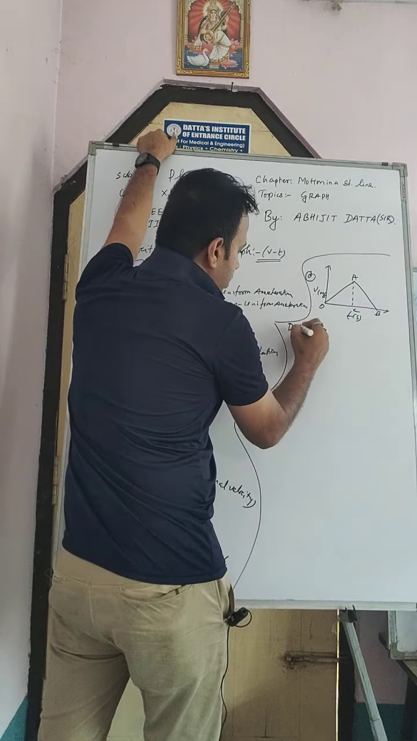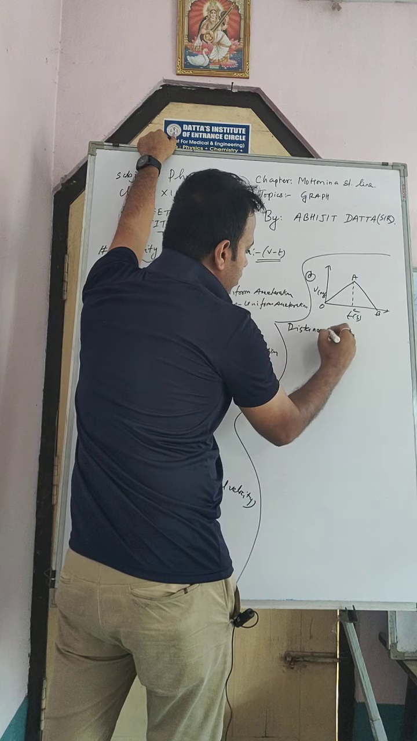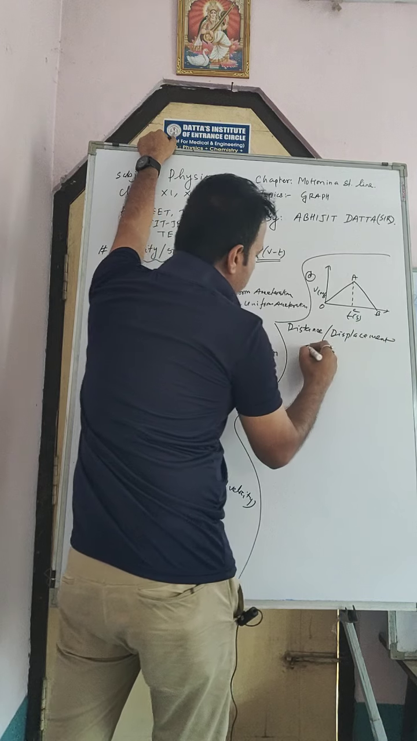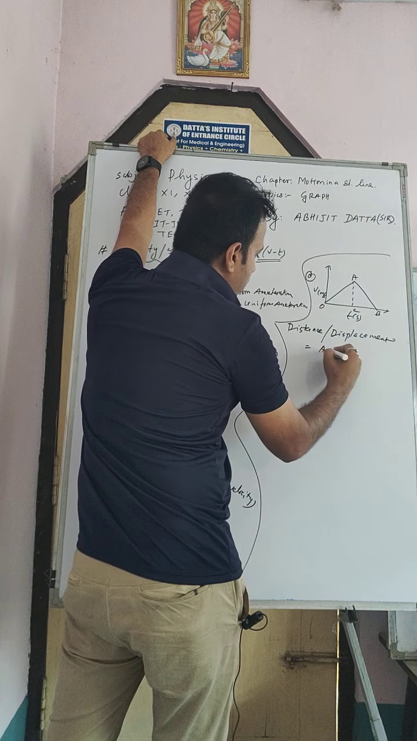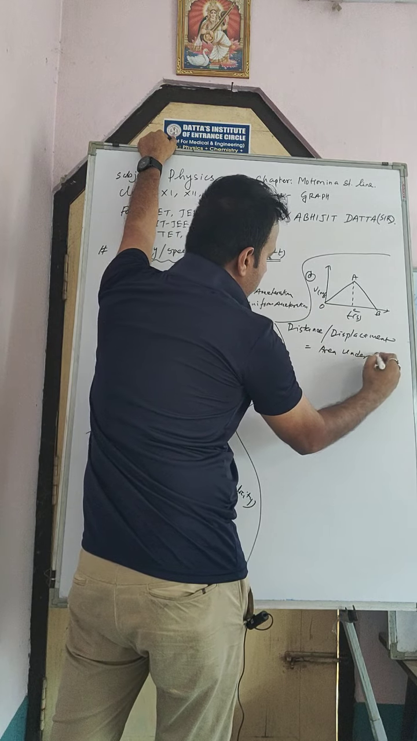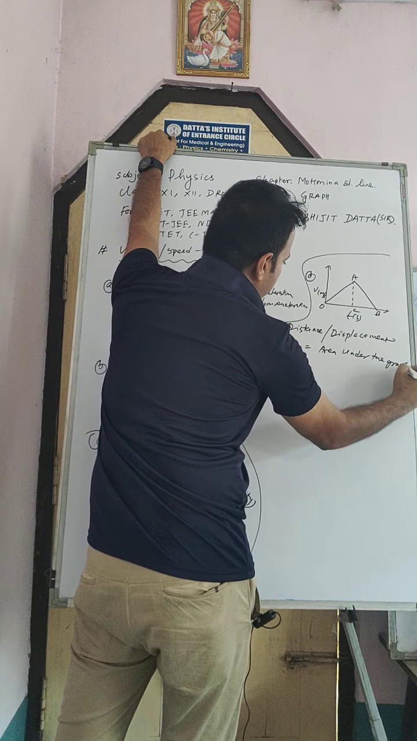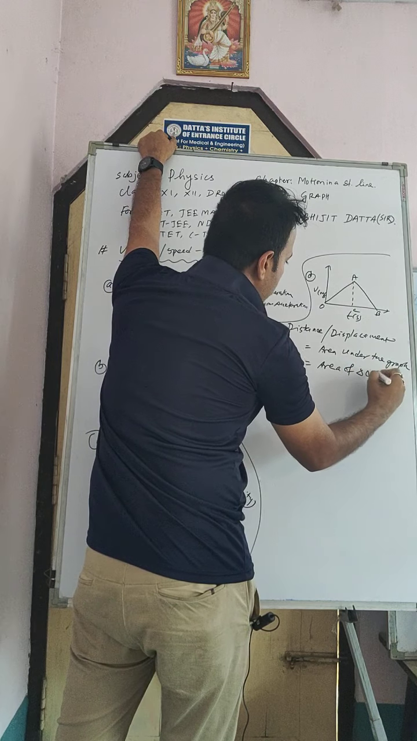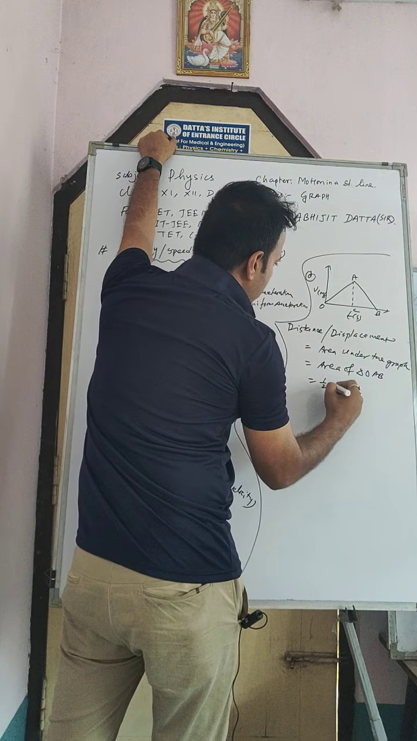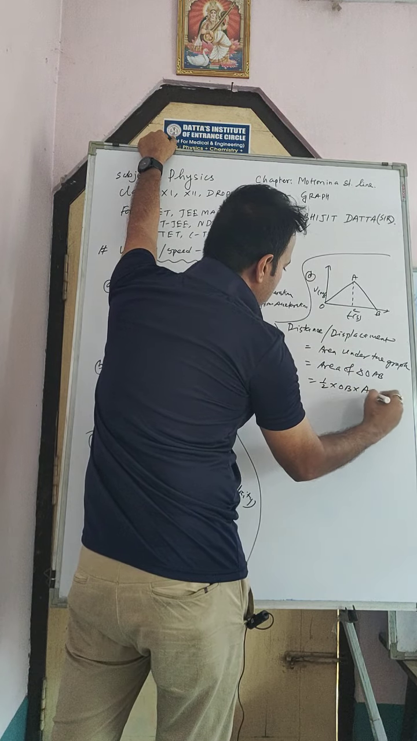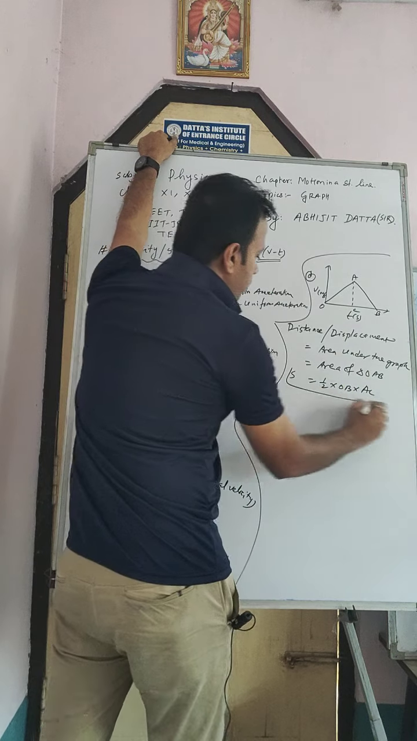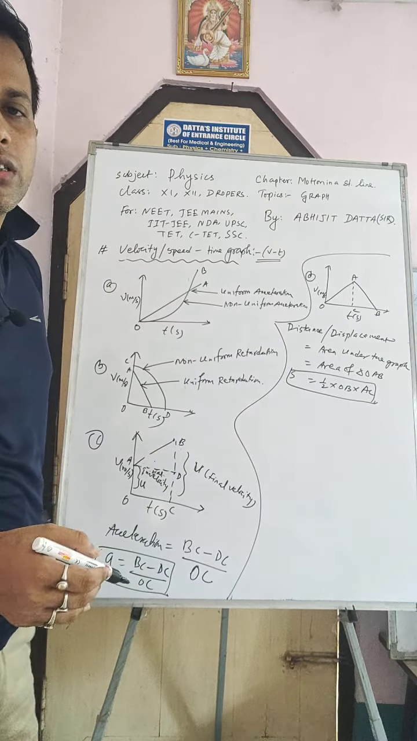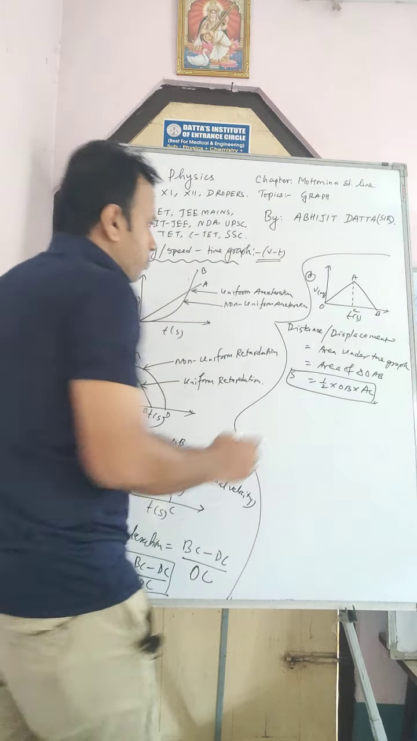Okay, so I write here distance or displacement will be area under the graph, right? That is area of triangle OAB, that is half into base into height. Okay, so distance or displacement we can find from the velocity time graph in this way. Okay, this much clear? Fine.